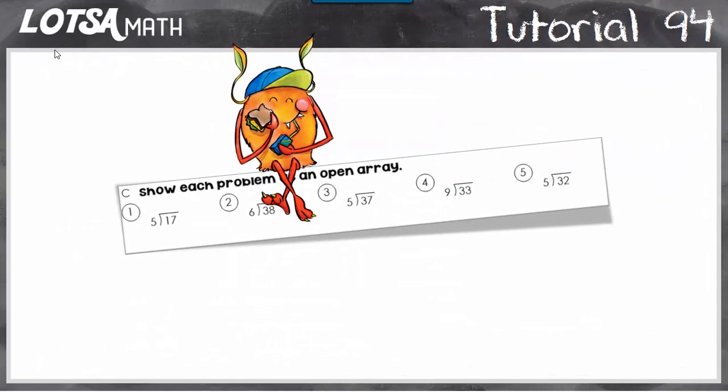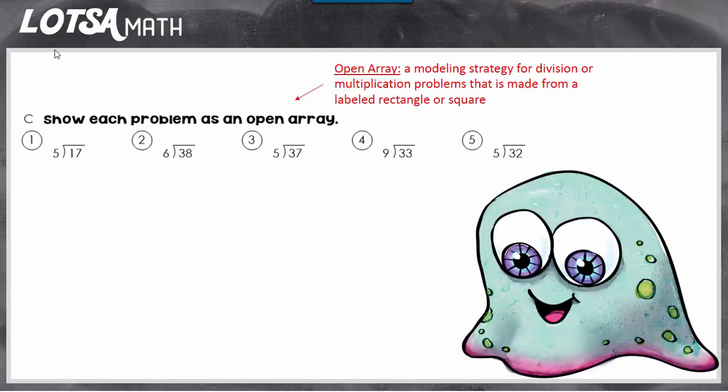For these questions, you're going to show each problem as an open array. An open array is just a modeling strategy for division or multiplication, and it's made from labeling a rectangle or a square. So on number 1, we have 17 divided by 5. So I know I need a total of 17 square units in the middle of the rectangle or square, and I know I need one side to be 5.